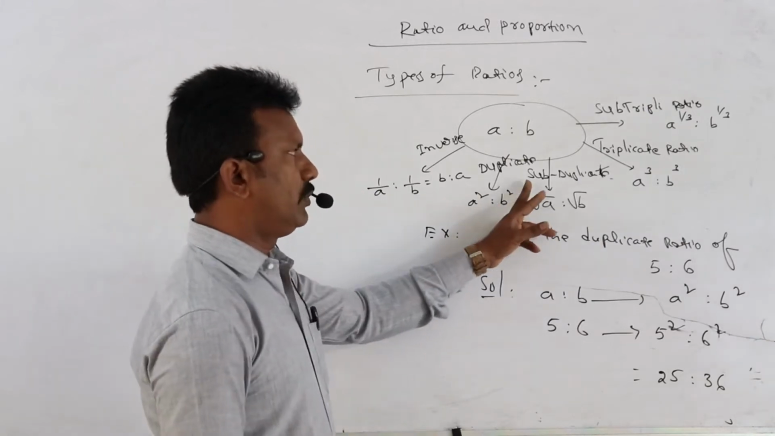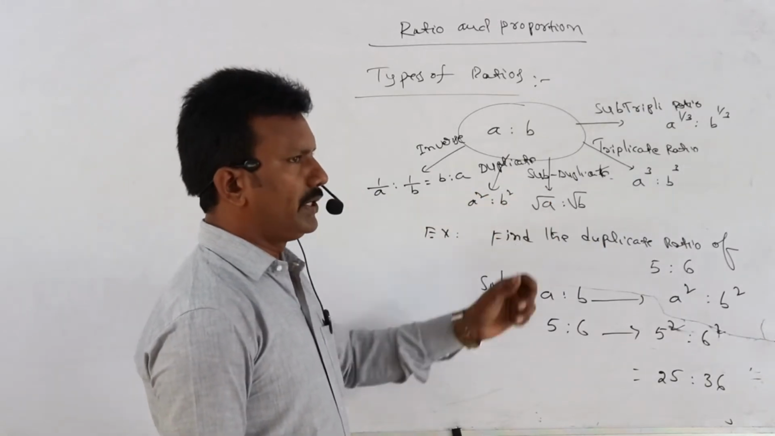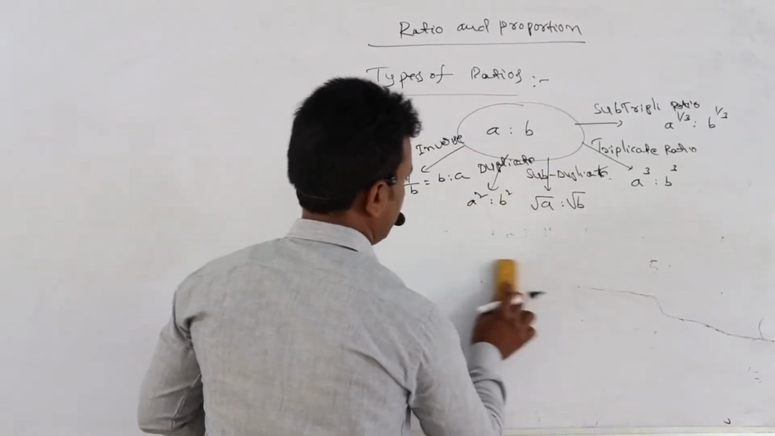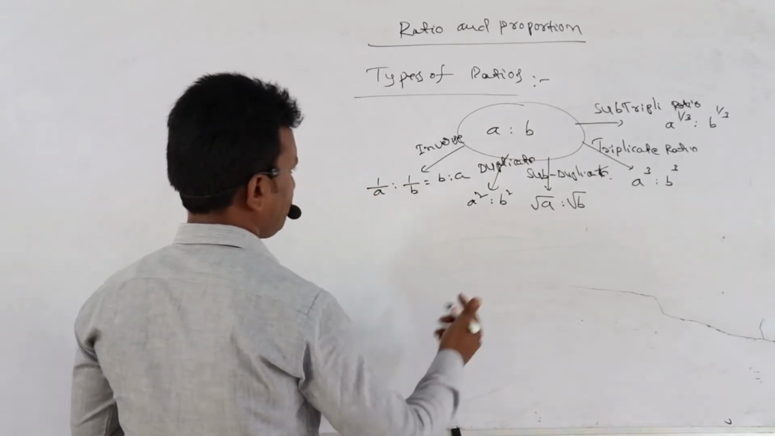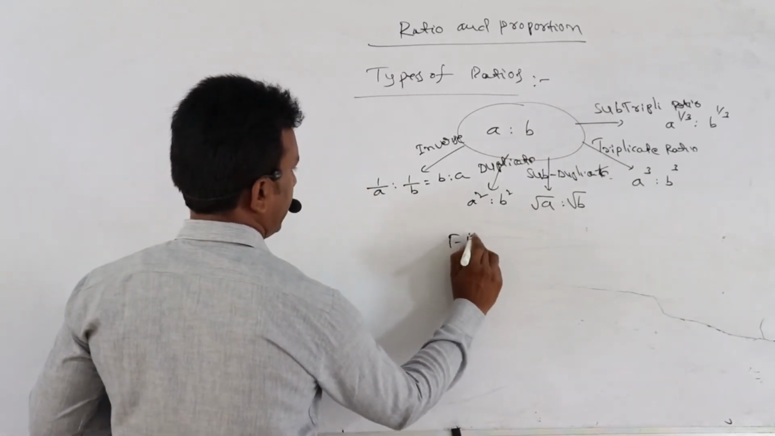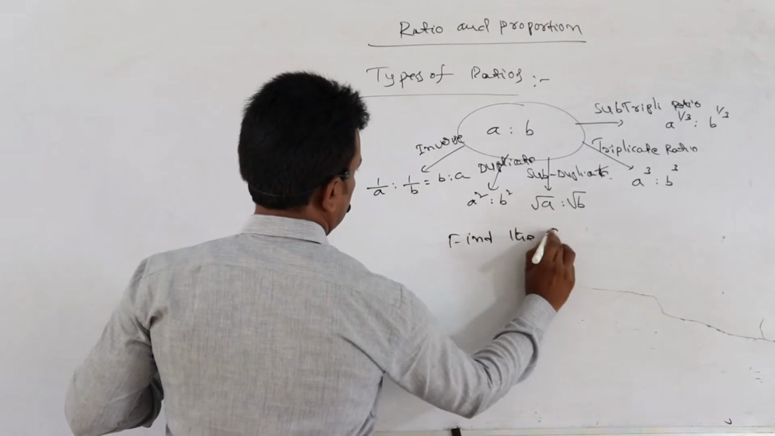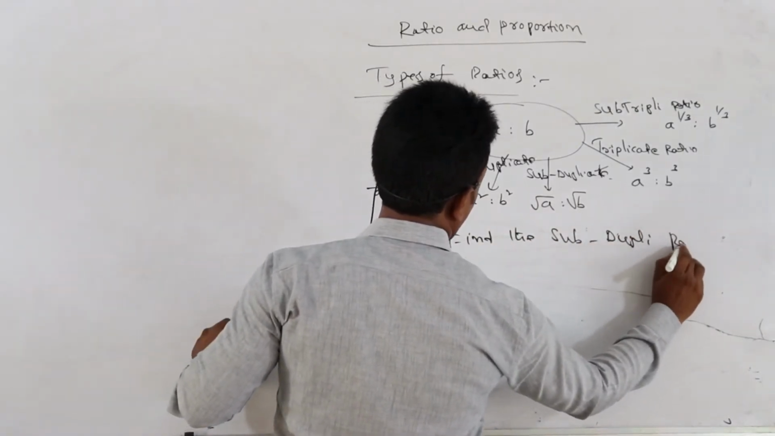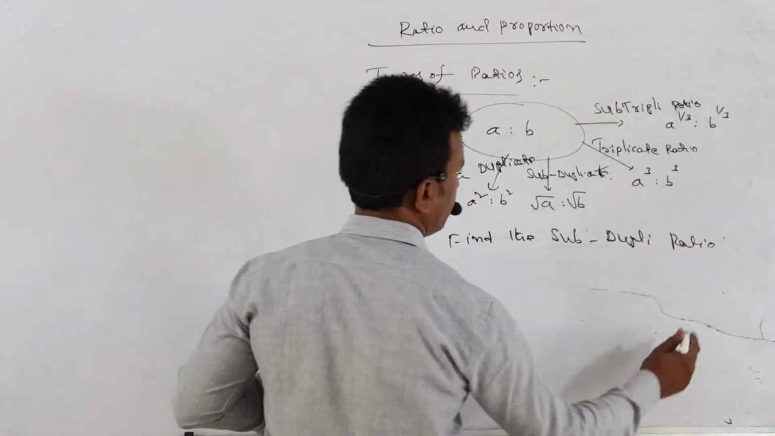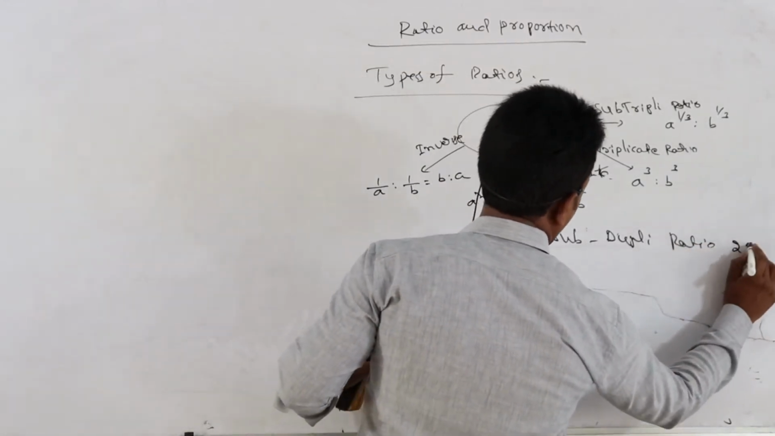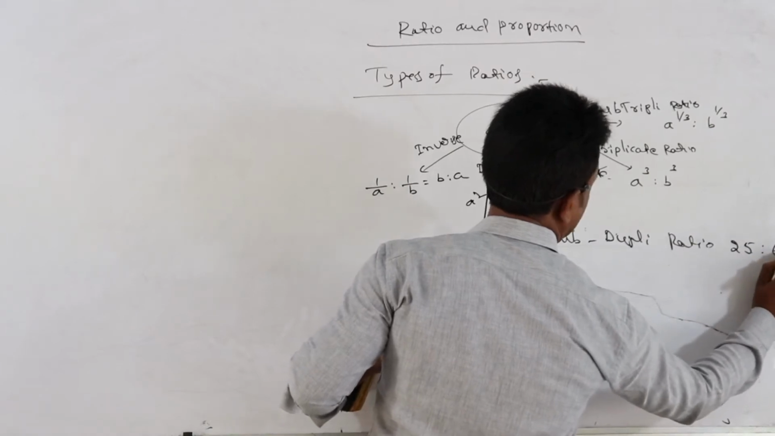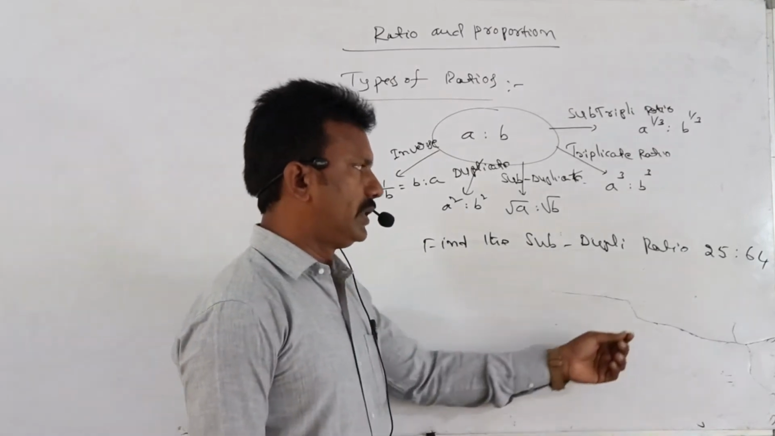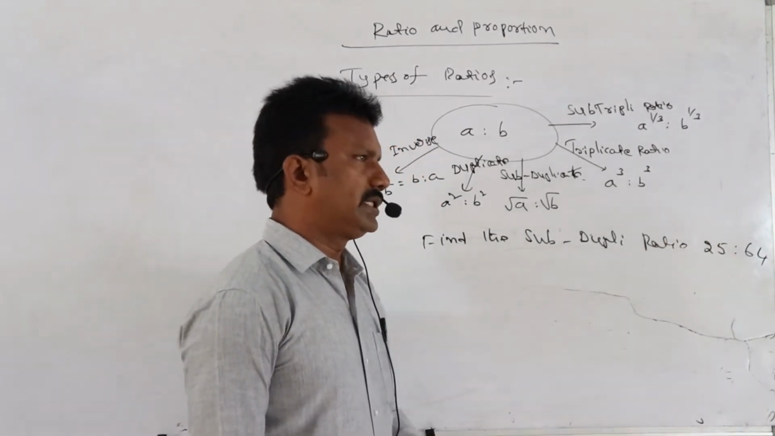Right. Next, one more example, for subduplicate ratio. We check one example of subduplicate ratio. Find the subduplicate ratio of 25 is to 64.